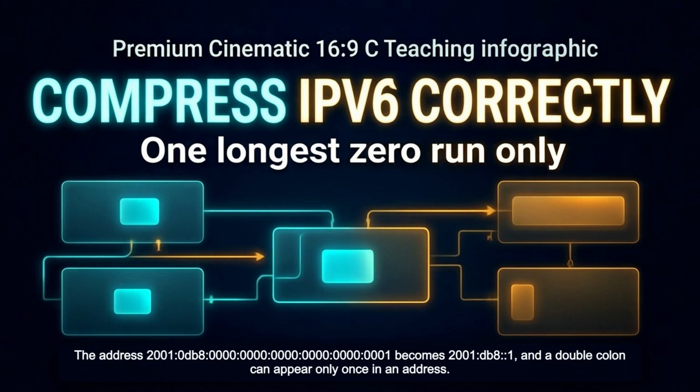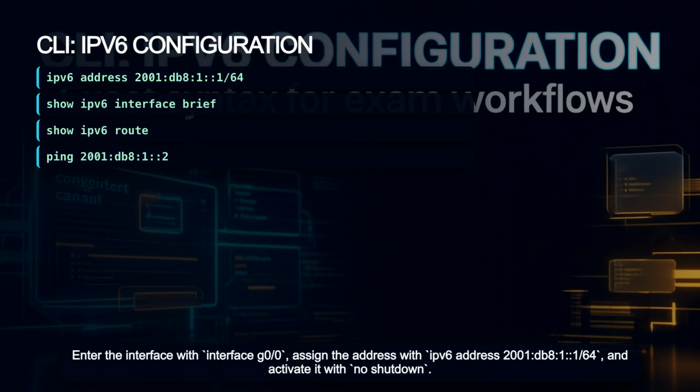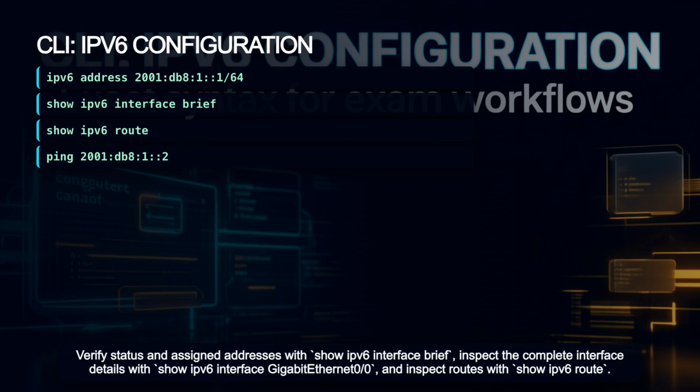Enable forwarding with ipv6 unicast-routing. Enter the interface with interface G0/0. Assign the address with ipv6 address 2001:DB8::1/64 and activate it with no shutdown. Verify status and assigned addresses with show ipv6 interface brief. Inspect the complete interface details with show ipv6 interface GigabitEthernet 0/0 and inspect routes with show ipv6 route.